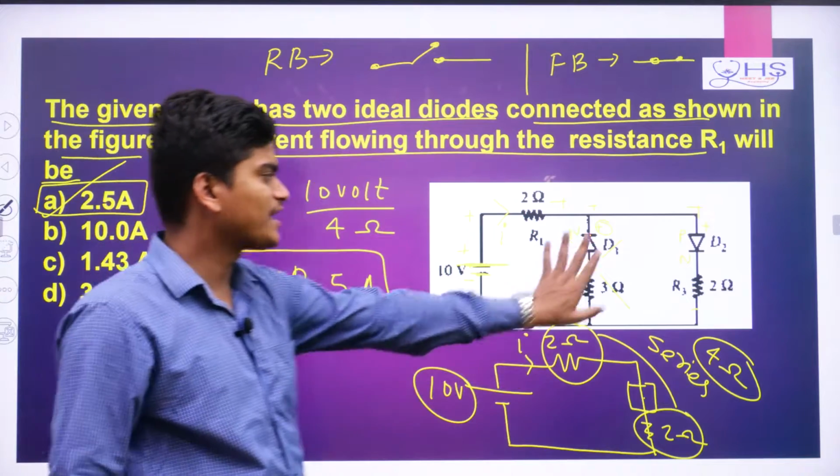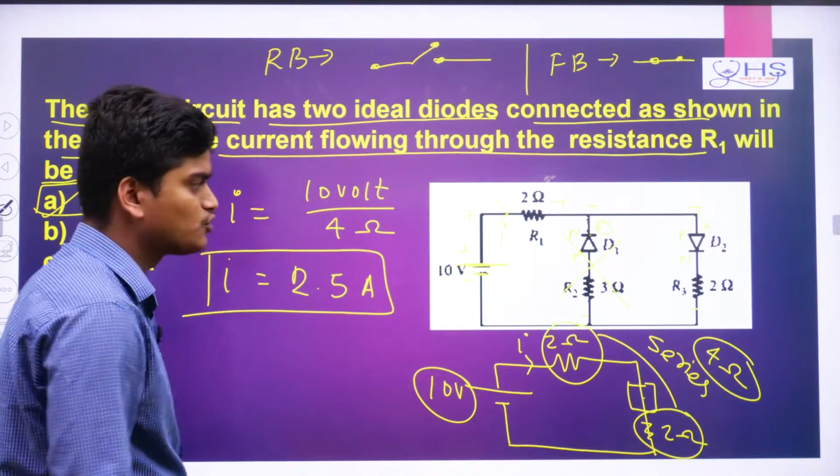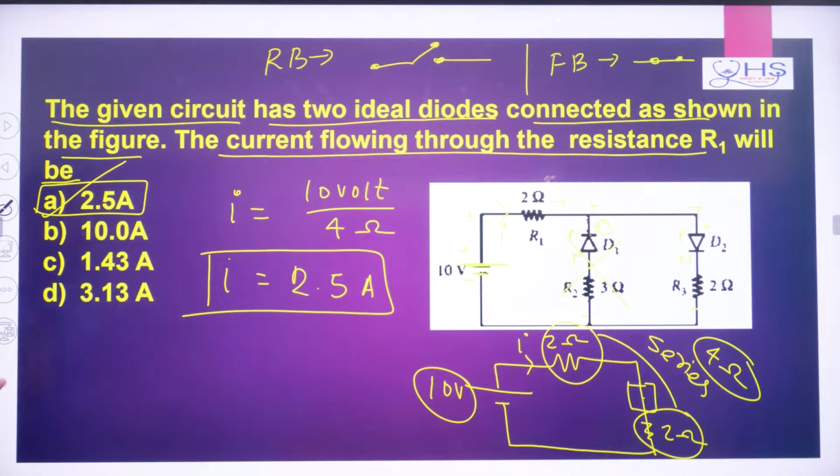Okay. So understand, this circuit total you remove, then this circuit will be there. So current will flow in this way. Okay. So I hope you understand. Now I will go to the next question.